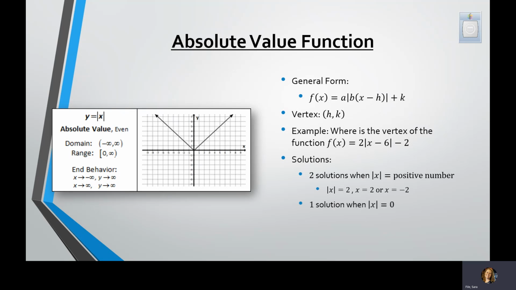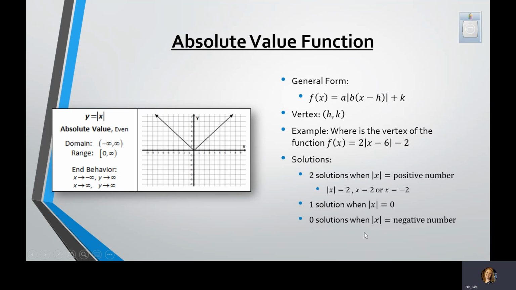We're going to talk about those possibilities real fast. If when you're solving your absolute value function, the absolute value comes out to be a positive number, then you're going to have 2 solutions. Because if you get like the absolute value of x is 2, well, x could be 2 or negative 2, right? So you could have 2 solutions in that case. Now, when the absolute value comes out to be 0, there's only 1 solution.